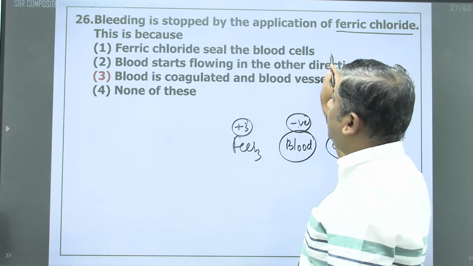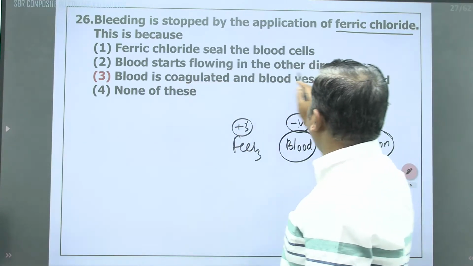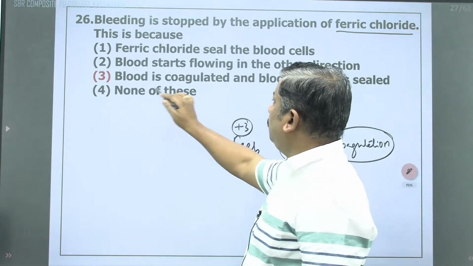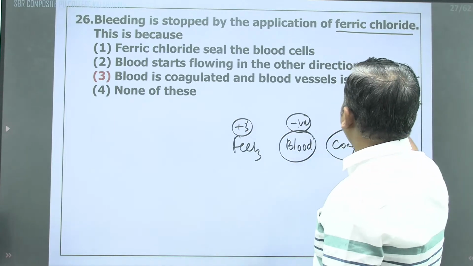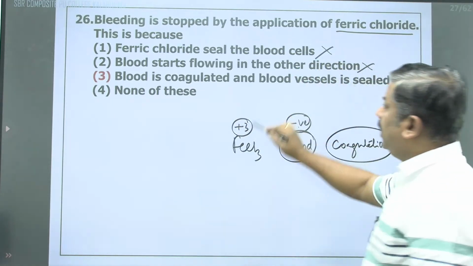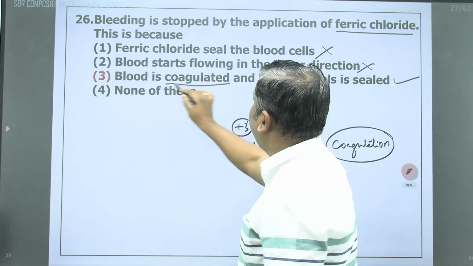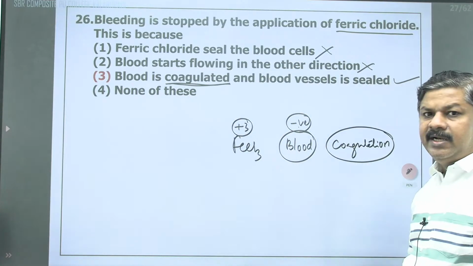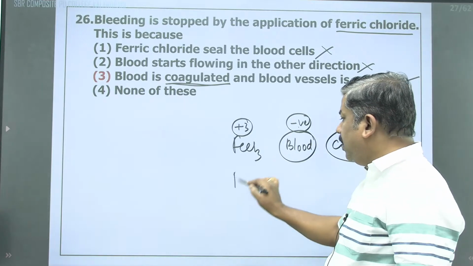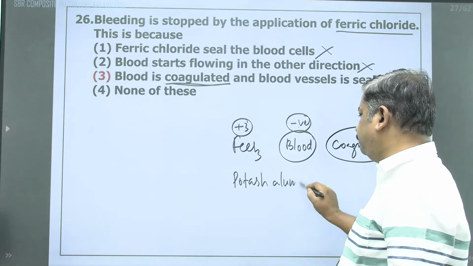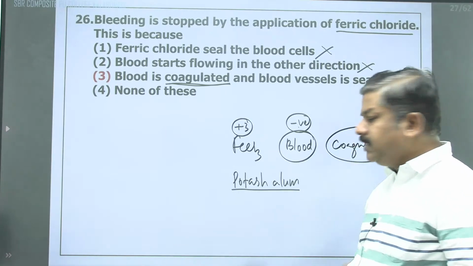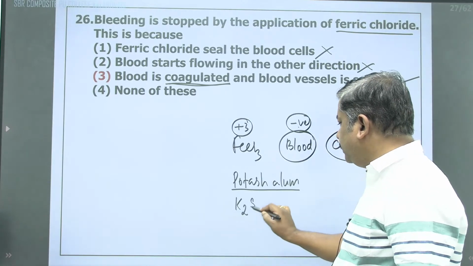Ferric chloride seals the blood cells. Blood starts flowing in the other direction. Blood is coagulated and blood vessels are sealed, and none of this. So these two statements are incorrect. Blood gets coagulated by applying a certain amount of FeCl3, or one more substance commonly used, known as potash alum. Potash alum also acts as a good coagulating agent.